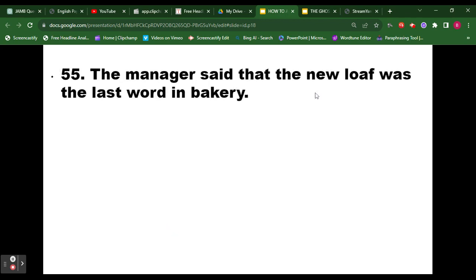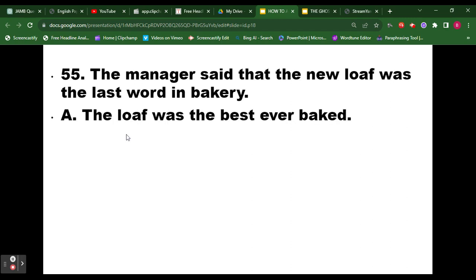Now, question number 55. The manager said that the new loaf was the last word in bakery. Now, the idiomatic expression here is the last word. When you say something is the last word, you are referring to its exceptional quality. That's what it really means.